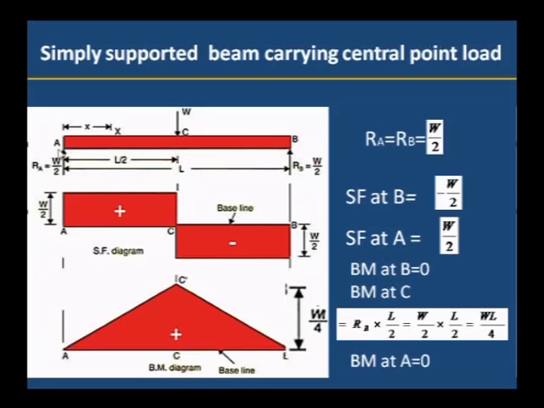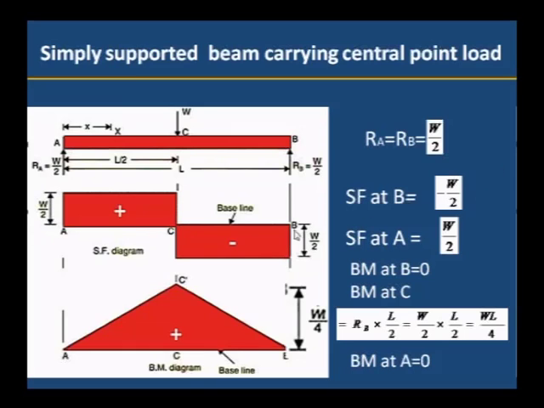Bending moment at A will be 0. You should observe that if you calculate the moment from RB into L minus W into L by 2, we will get 0 at A. That means in a simply supported beam, bending moment at A as well as bending moment at B will be 0. And at the central point, what we can observe, it is maximum, WL by 4. Bending moment at center is maximum, bending moment at ends is 0. Whereas shear force at center is 0, shear force at the support is maximum.